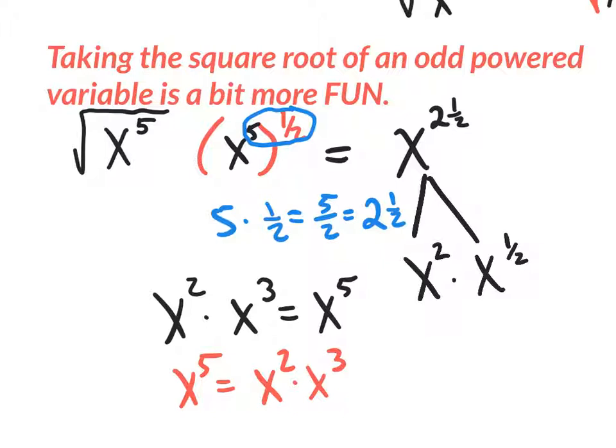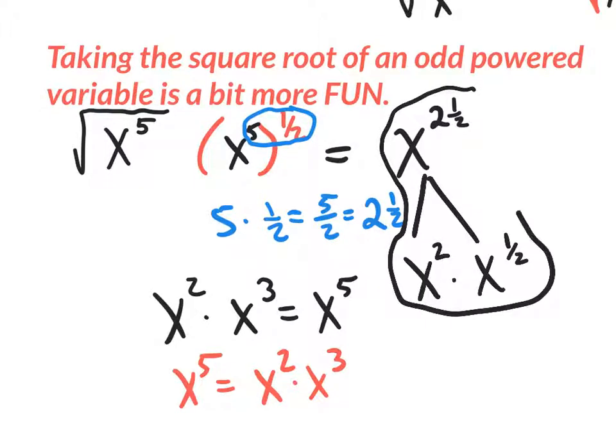Take a moment and think about that. I took this x to the 2.5 and I rewrote it as x to the 2 times x to the 1/2. Because rule 1 of exponents says if you're multiplying with the same base, what do you do with these exponents? You add them, right? And when you add them, you end up with what we had originally, 2.5.